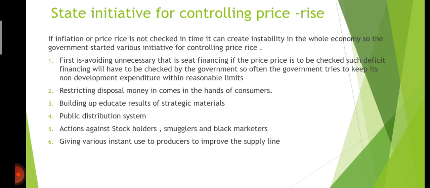First is avoiding unnecessary financial things, that is, deficit financing. If the price rise is to be checked, such deficit financing will have to be checked by the government. So often the government tries to keep its non-development expenditure within reasonable limits, means सरकार वो कार्य नहीं करती है जिन पर ज़्यादा खर्च होता है। बहुत ज़्यादा खर्च वाली मदों से सरकार बचना चाहती है, क्योंकि अगर सरकार उन पर खर्च करती है जिनकी ज़रूरत उस समय नहीं होती है, तो इससे दाम घटने की बजाय बढ़ जाते हैं। Next is restricting disposable money income in the hands of the consumer.